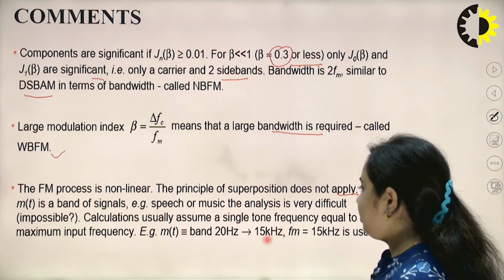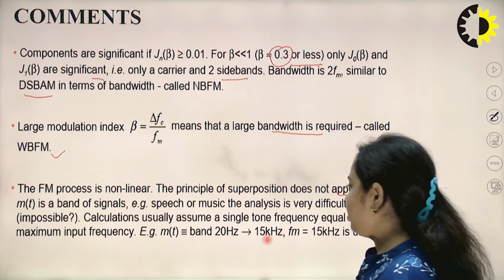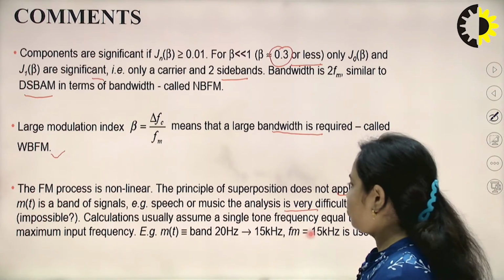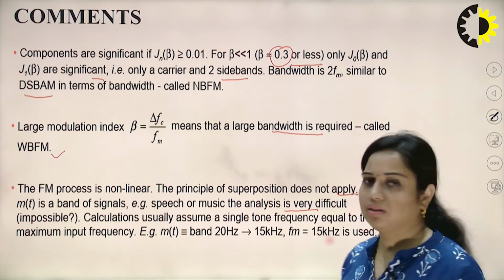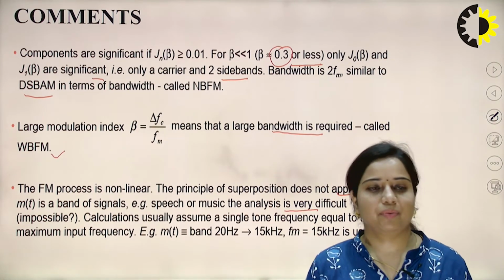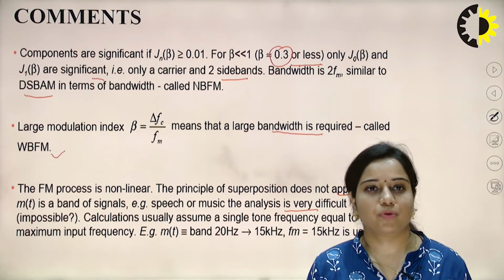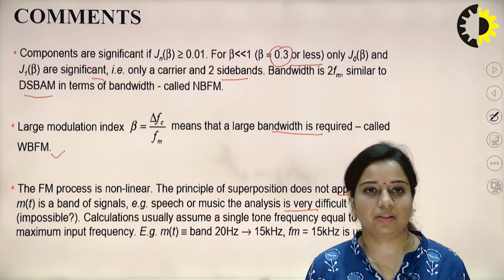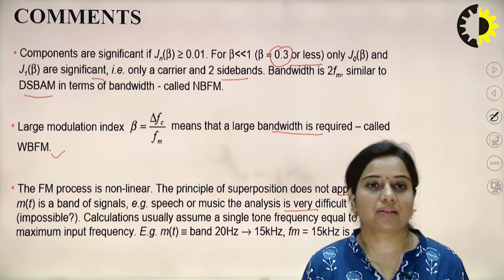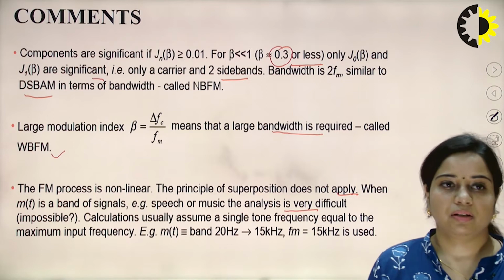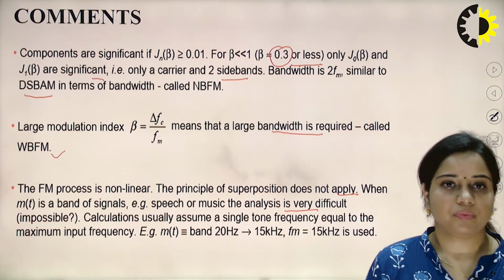When the modulating signal is a band of signals, for example speech or music, the analysis is very difficult, in fact simply impossible. If we consider a speech signal or music signal which is continuously varying in time, that is the example of a non-sinusoidal modulation.